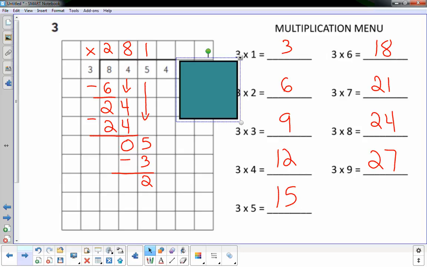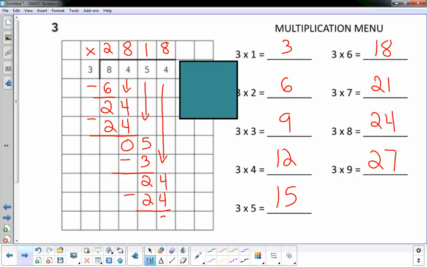Uncover the next number. It's a 4. Bring it down. 24. 3 times 8 is 24. So put an 8 up here. 8 times 3 is 24. No remainder. So 8,454 divided by 3 is 2,818. I think we have time for one more.